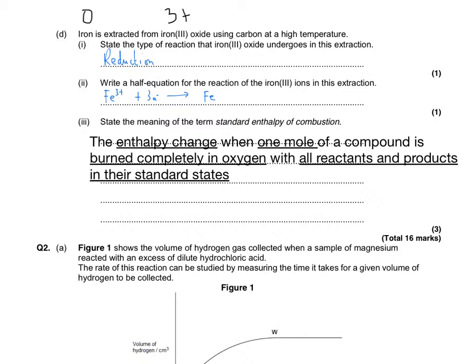The half equation, well, it's iron 3, so Fe3+ is being changed to iron, so plus 3 electrons gives us the correct half equation. So it's plus 3 charge on the left hand side, 0 on the right hand side, so plus the 3 electrons there balances the sides.